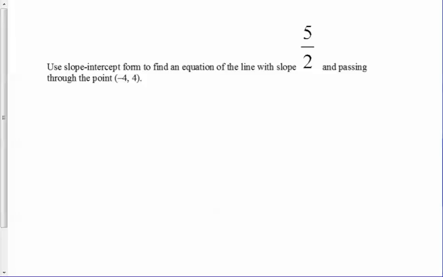negative 4 comma 4. I'm actually going to show you something called the point-slope formula. This is the point-slope formula: y minus y1 equals m times x minus x1. Point-slope is awesome. What you do here is you just need a slope, which we got, it's 5 over 2, and a point, which is negative 4 comma 4. So I'm going to plug those values in.